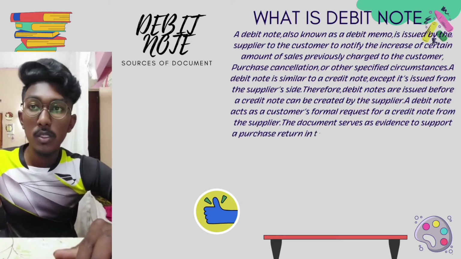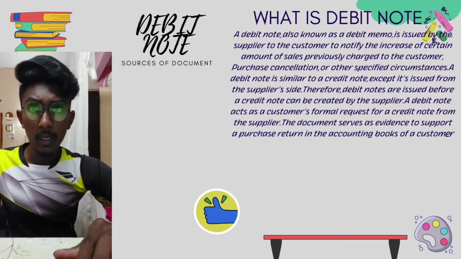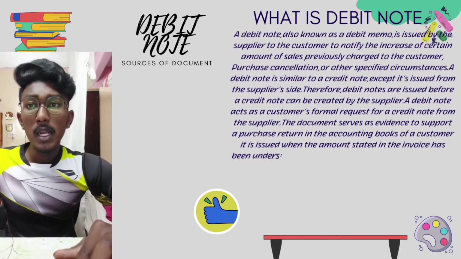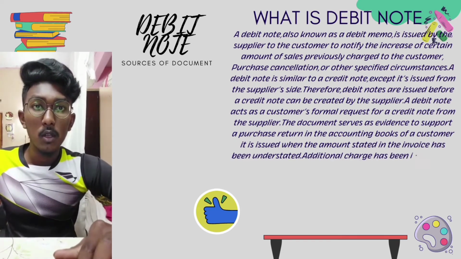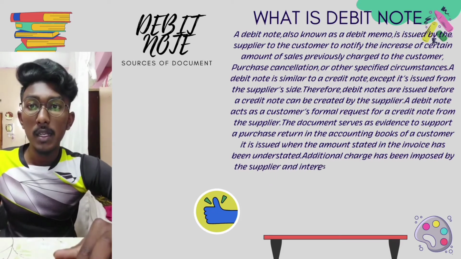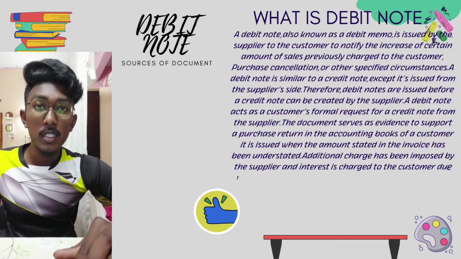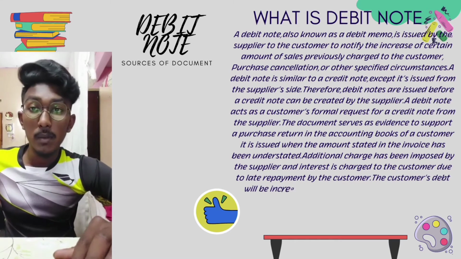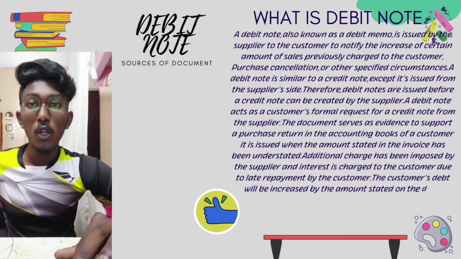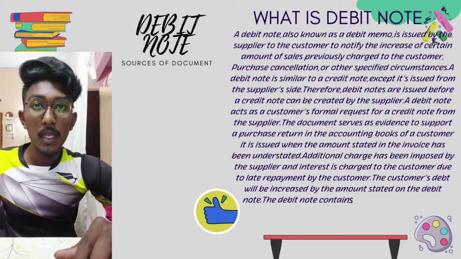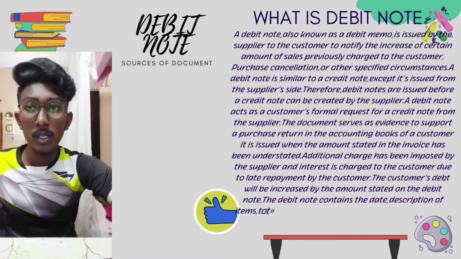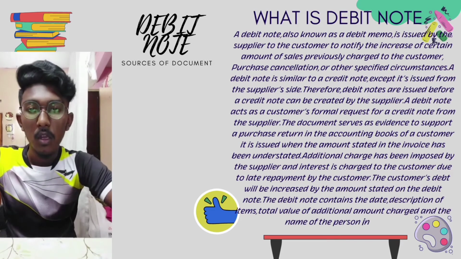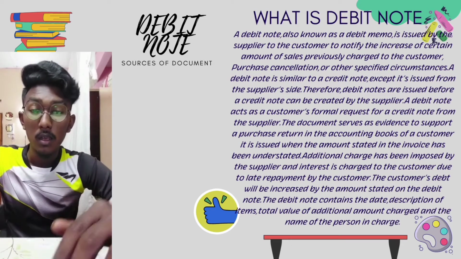Additional charge has been imposed by the supplier and interest is charged to the customer due to late repayment by the customer. The customer's debt will be increased by the amount stated on the debit note. The debit note contains the date, description of items, total value of additional amount charged, and the name of the person in charge. Furthermore, I got some example for the debit note function. On 25th April 2022, a supplier issued the customer a debit note to notify the customer that the amount that they paid has been understated.